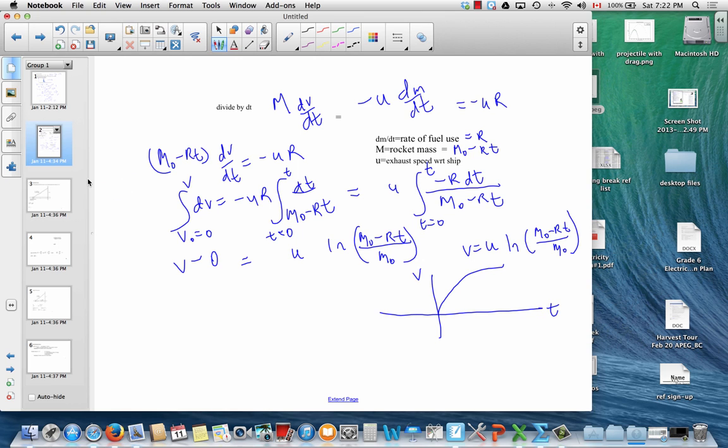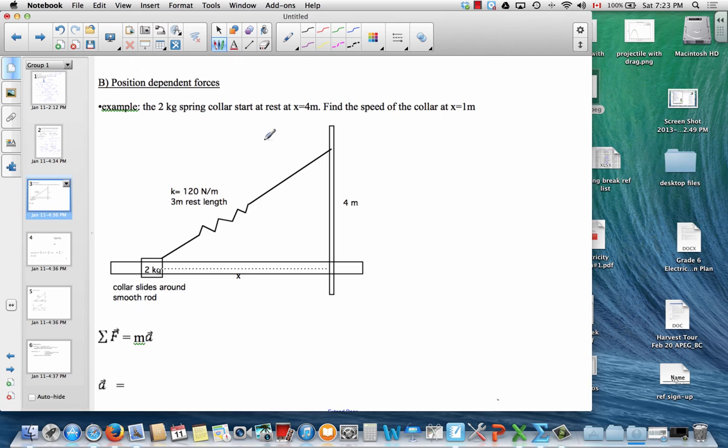Now the next problem we're going to look at is forces that depend on position. The best example of a position-dependent force is a spring. And let's do this nasty example here. So we've got a spring, and because it's stretched, it's going to pull this little collar in this direction, because the little collar slides along this smooth rod. And it's a smooth rod, so there's no friction. So we're going to analyze the forces that act on this collar.